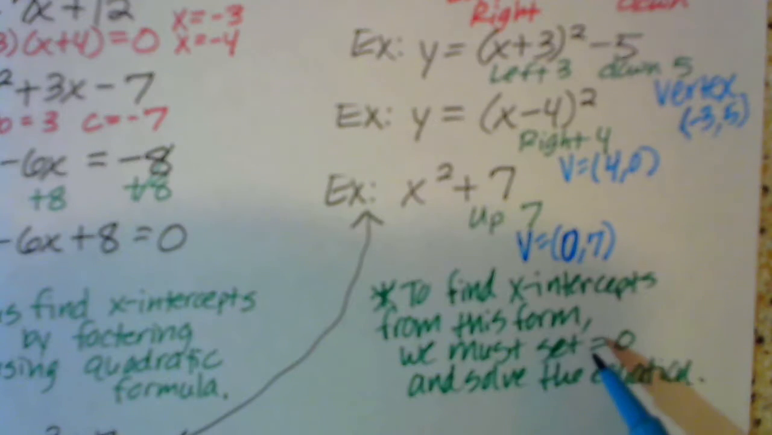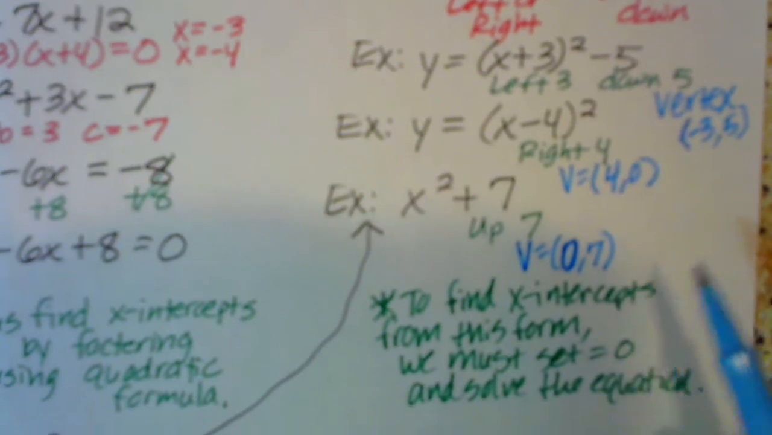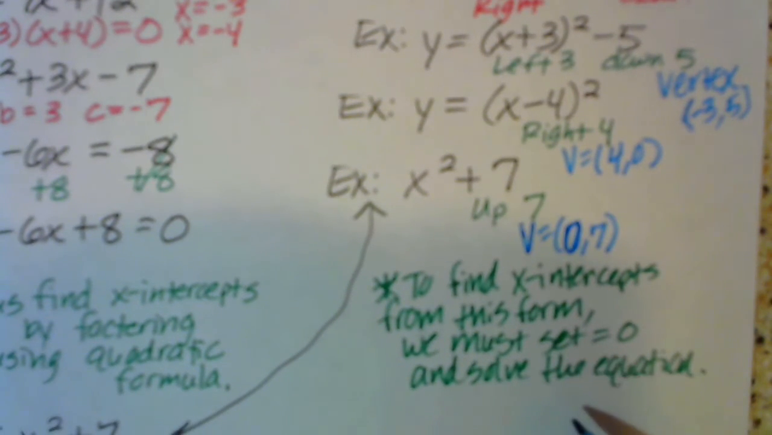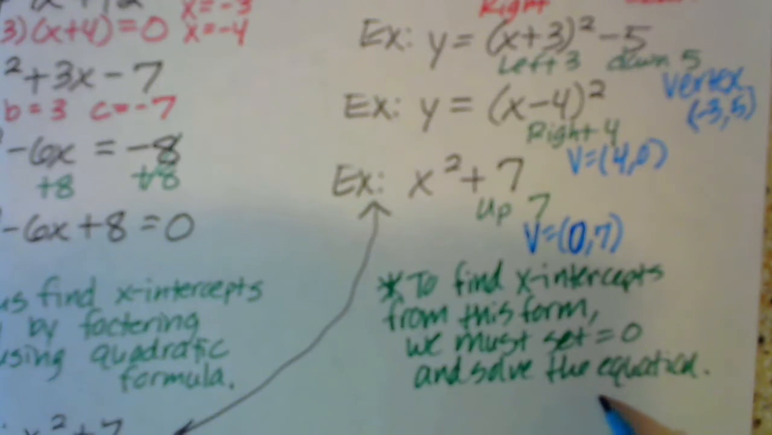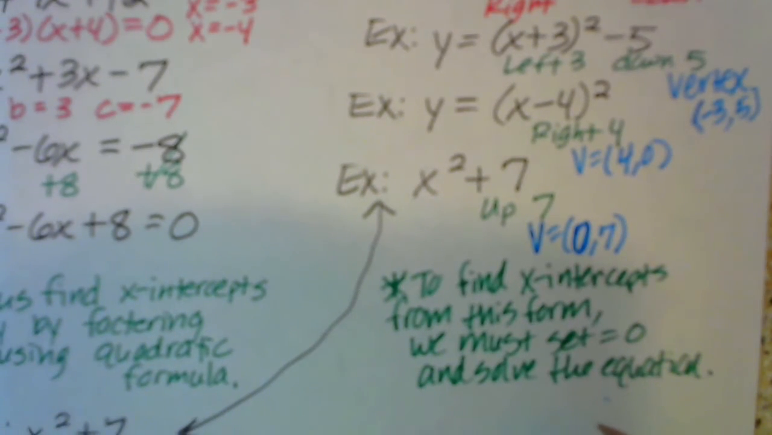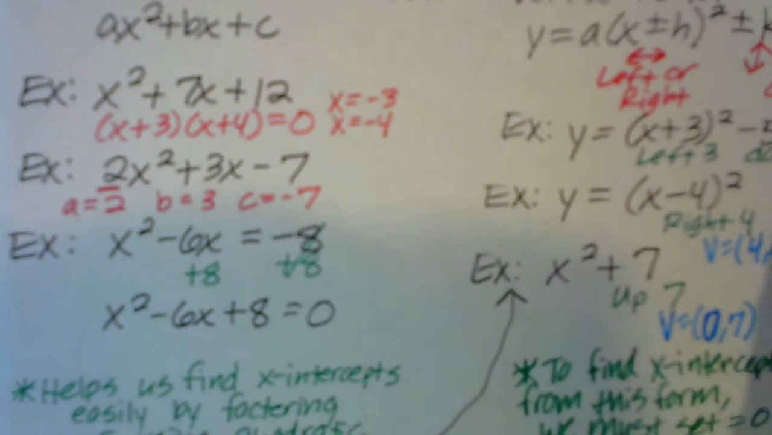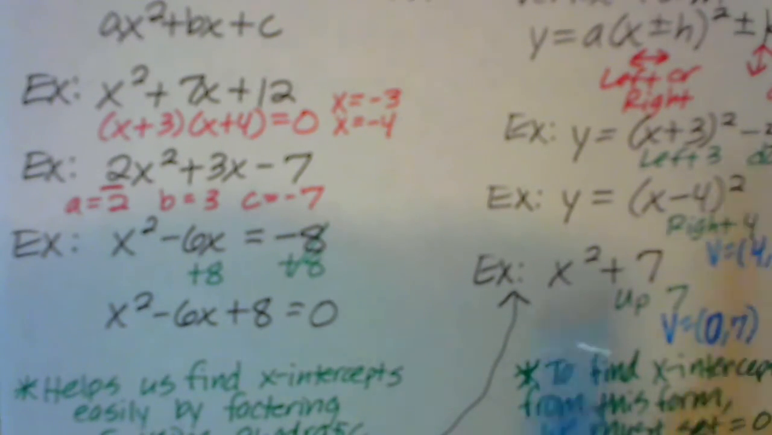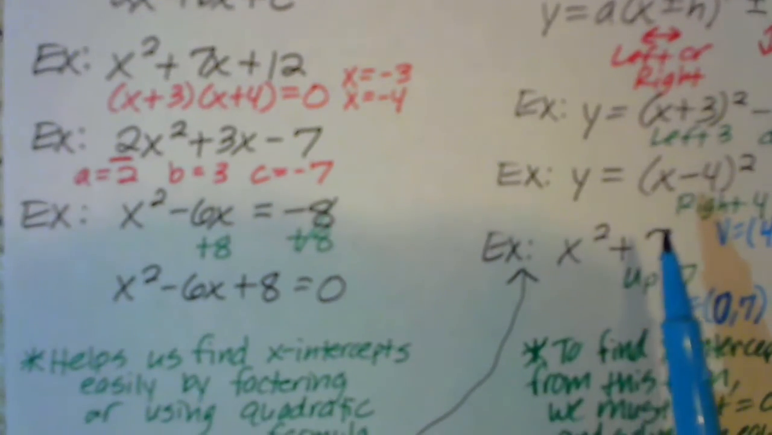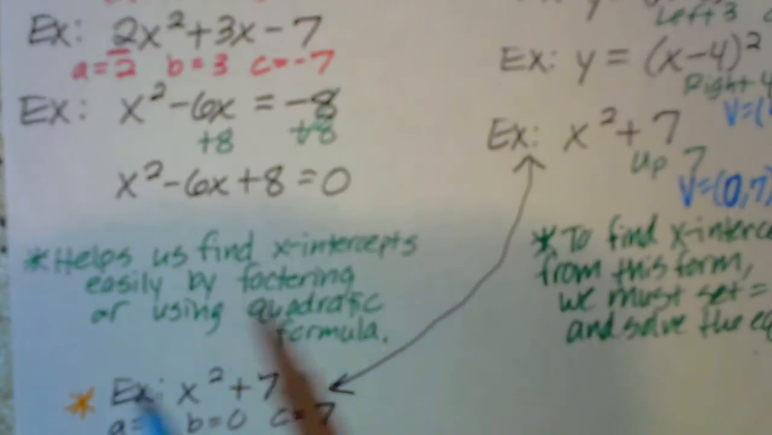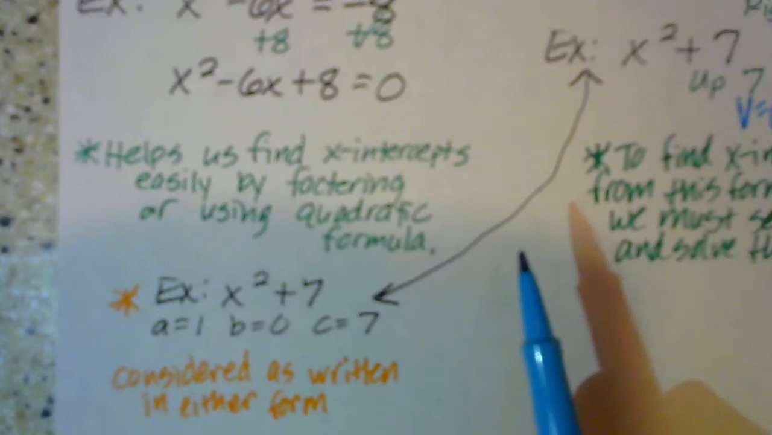If you're going to want to find the x-intercepts when it's written in this form, you're going to have to set it equal to 0 and solve it like an equation. And I'm going to go over that with you in some other examples. But I just wanted you to notice the difference between forms here and why both forms are valuable. At the end of the day, you can do everything you need to do with either form.